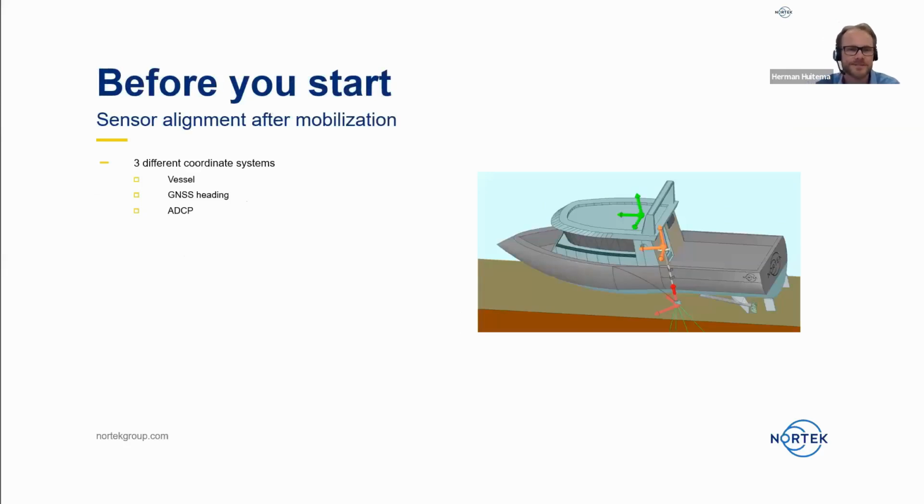But before you start measuring with this equipment, you need to align your instrumentation properly. So basically on the vessel, you have 3 different coordinate systems. One is from the vessel, the second is from the GNSS instrument, or the heading instrument actually, and the third is from the ADCP. And it's most convenient to align them all with the vessel's coordinate system. So how do you do that?